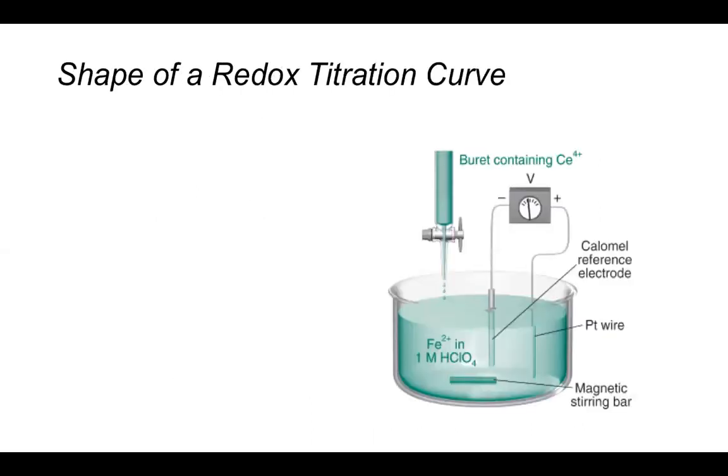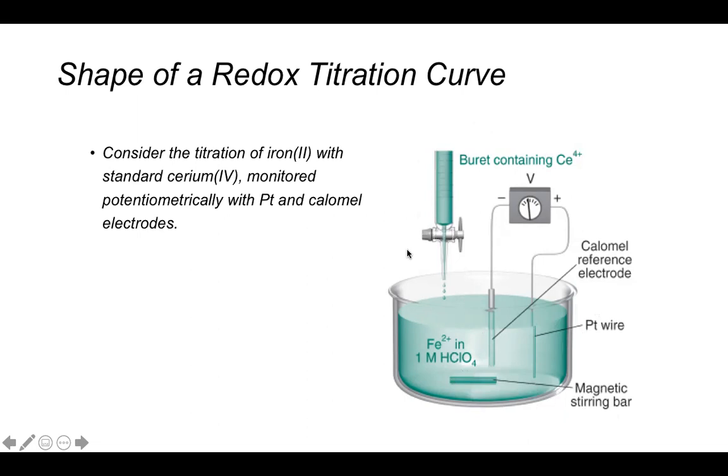So here is kind of how it goes. We have a beaker with our analyte, we have our reference electrode, could be calomel, could even be the standard hydrogen electrode, just depends. Then we have our analysis electrode here, which is our platinum wire. It's pretty common to use platinum wire because it's not that reactive. Then we have our magnetic stirrer bar down here at the bottom, and then we have a burette containing some sort of oxidizing species.